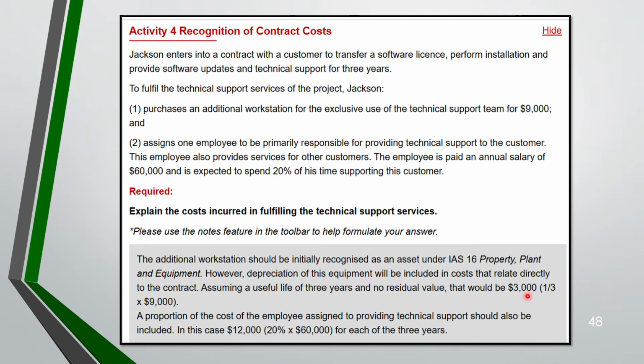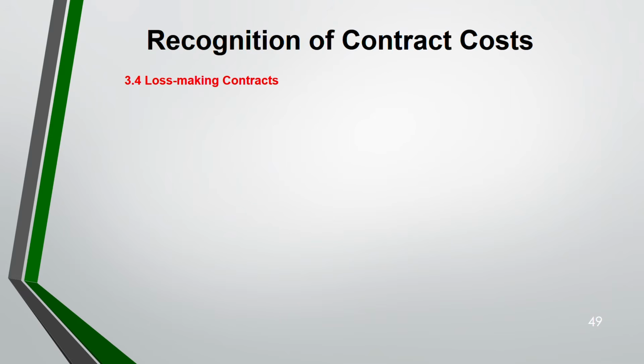What about the employee? You can only take 20% of 60,000, which is 12,000. So a proportion of the cost of the employees assigned to providing technical support is included as an asset. In this case, it is only 12,000 for each of the 3 years, because your contract to provide the technical support performance obligation is for 3 years. That's why.